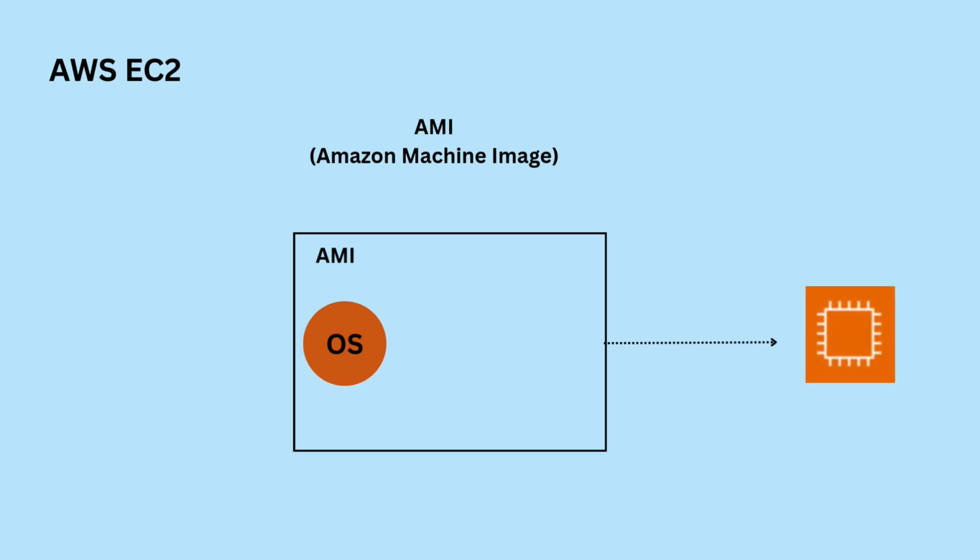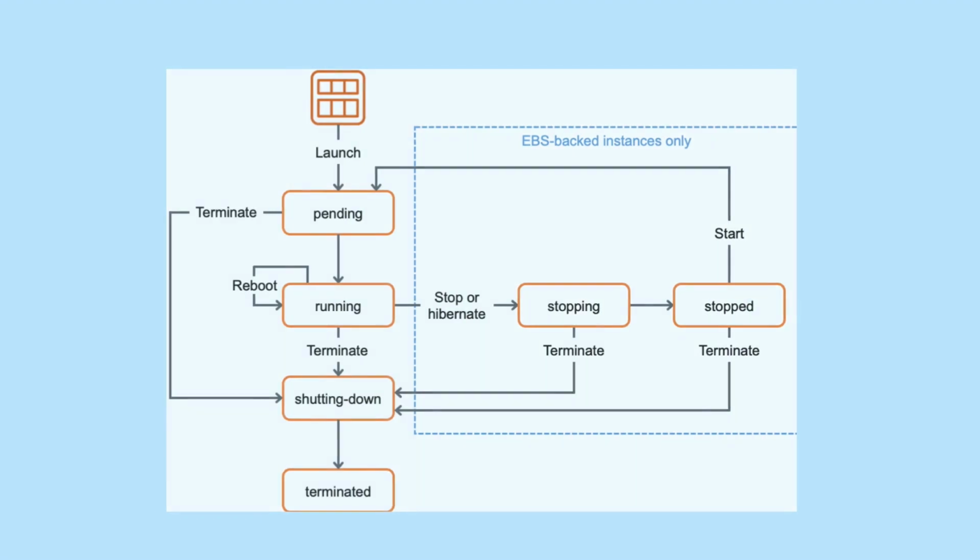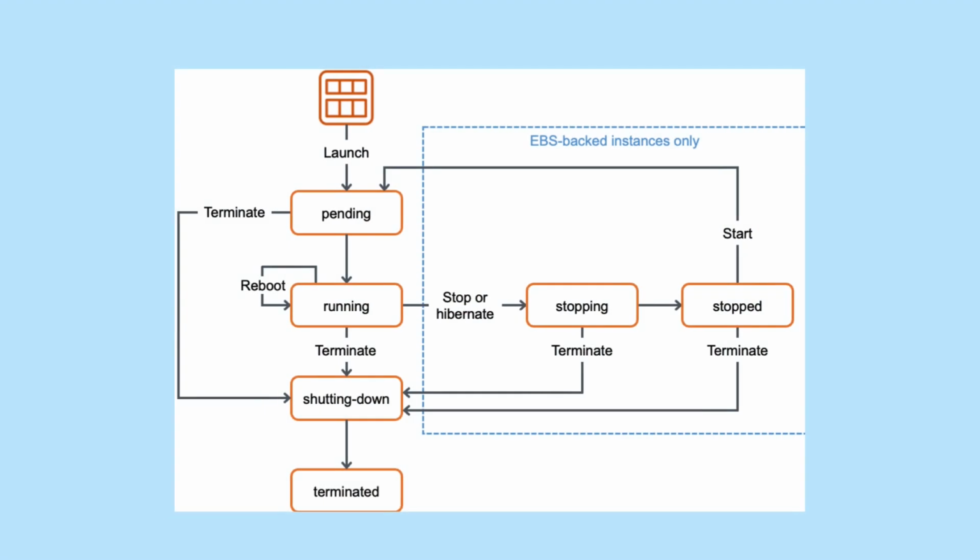We can use this AMI while launching the EC2 instances to have the operating system which we want on our server. And we can also create our custom AMI in which we can define the operating system and the software which we want for our server. So we can use our custom AMIs whenever we want to launch an EC2 instance with our operating system and software installed in it.